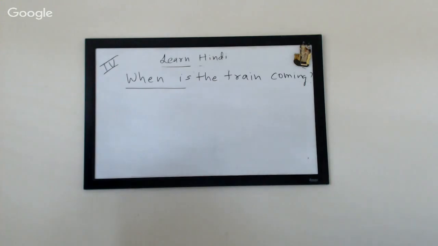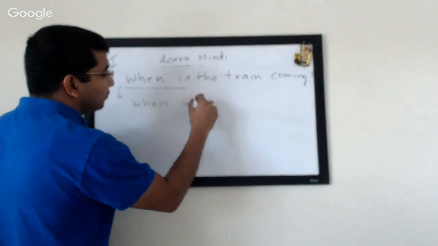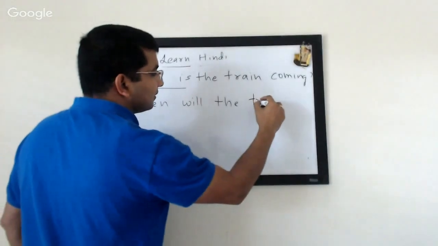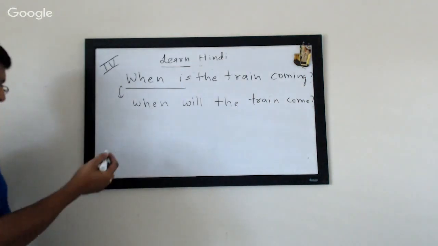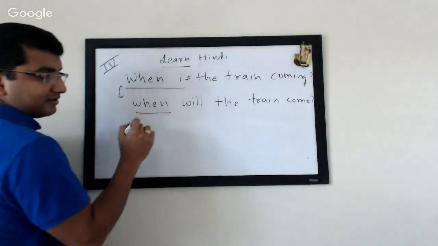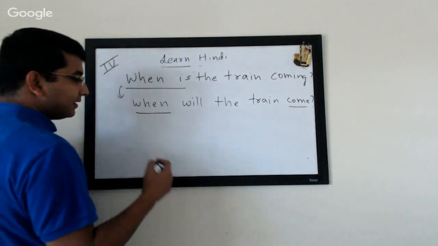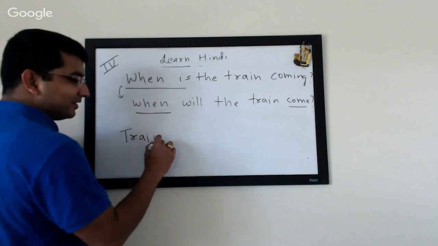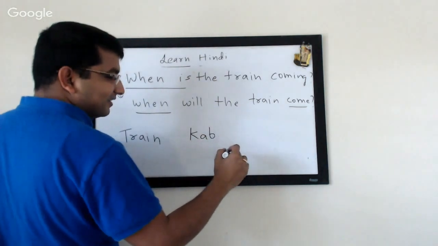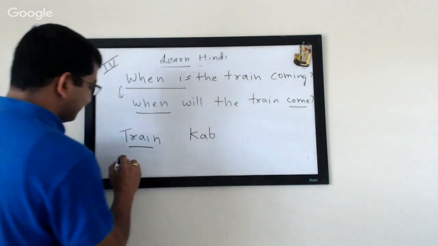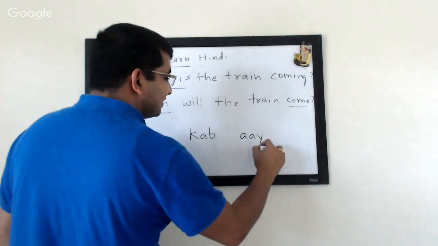When is the train coming? Or let's say that if you want to say all these things in future, when will the train come? Right? You want to try it? Sure. Okay, to come in future would be aiga, aigi, or aige. Right? So train kab... Train come, aiga. No, train is feminine, right? Right. So aigi. Train kab aegi.